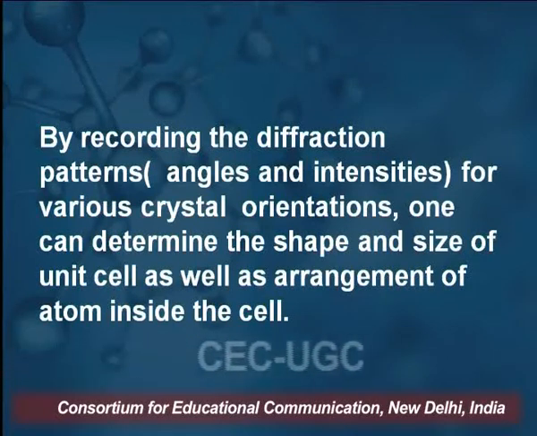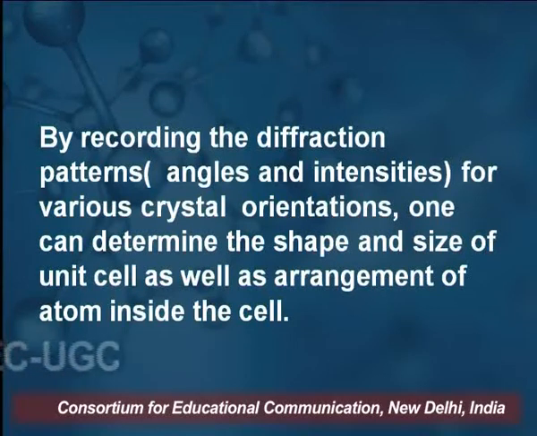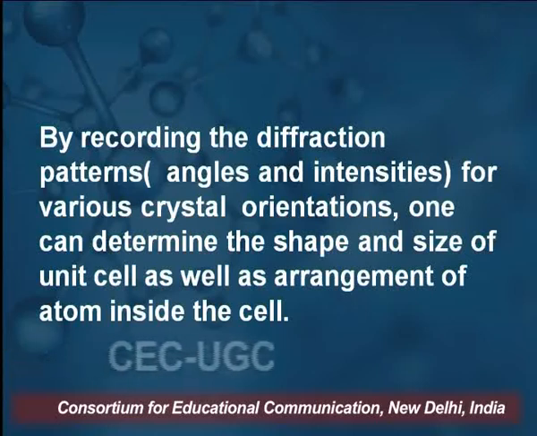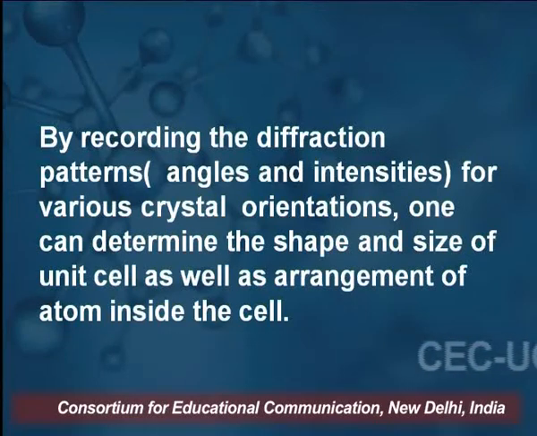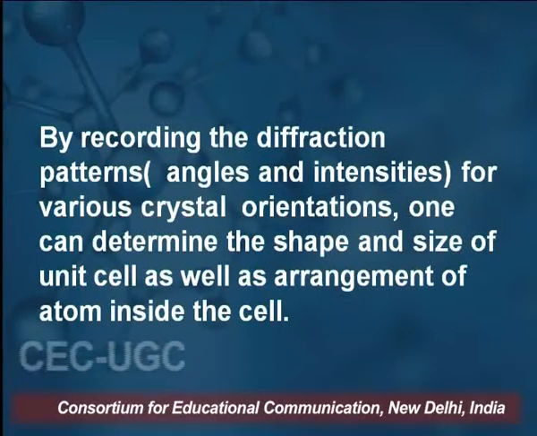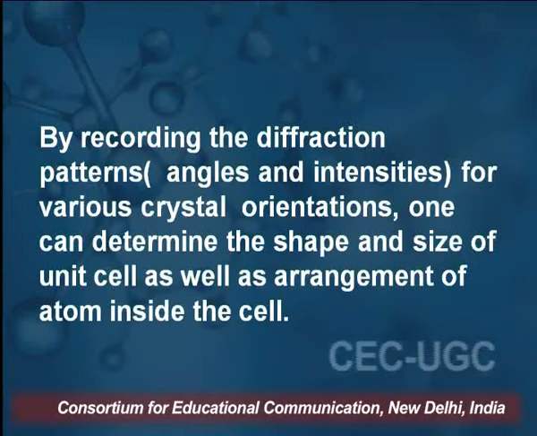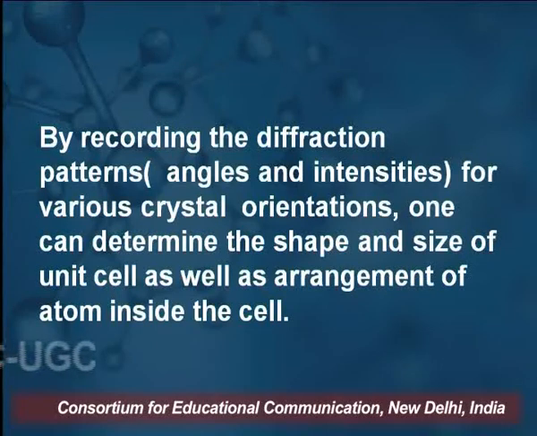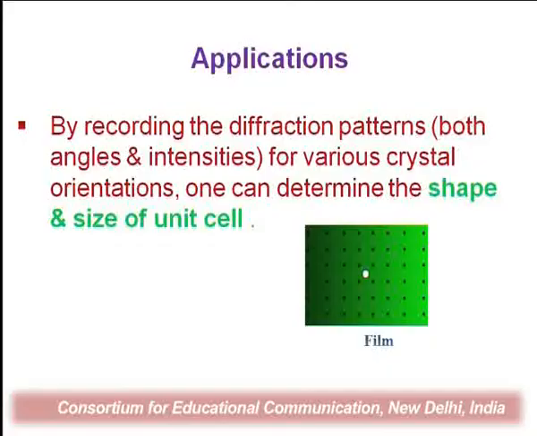We can determine the shape and size of the unit cell as well as the arrangement of atoms inside the cell. So by using the rotating crystal method, one can find out the shape and size of the unit cell and the arrangement of the atoms inside the cell by recording the pattern, by getting the values of angles and the intensities.